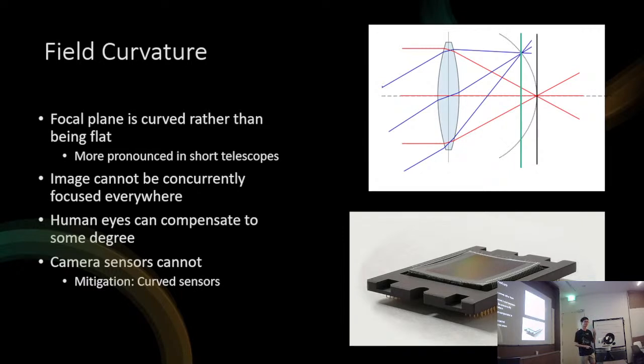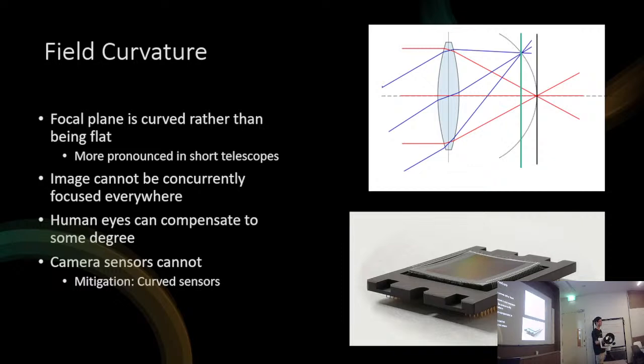So the last problem that I mentioned is the issue of field curvature, right? Previously I was just idealizing and saying that the focal plane is flat and you have the image form on this flat focal plane. But the reality is that your focal plane is actually curved, right? And this is an effect that's more pronounced on shorter telescopes. For shorter telescopes, because your light is converging more strongly, your focal plane becomes more and more curved.